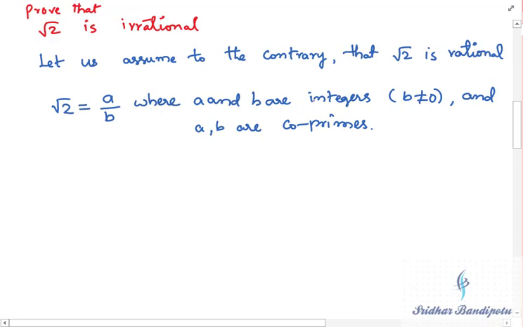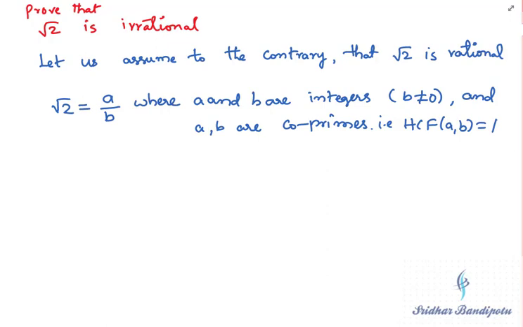Co-primes is nothing but the HCF of a and b equals 1. Then only we can say co-primes. What is the meaning? a by b is in simplified form. a by b is the simplified form of root 2. Root 2 equals a by b.